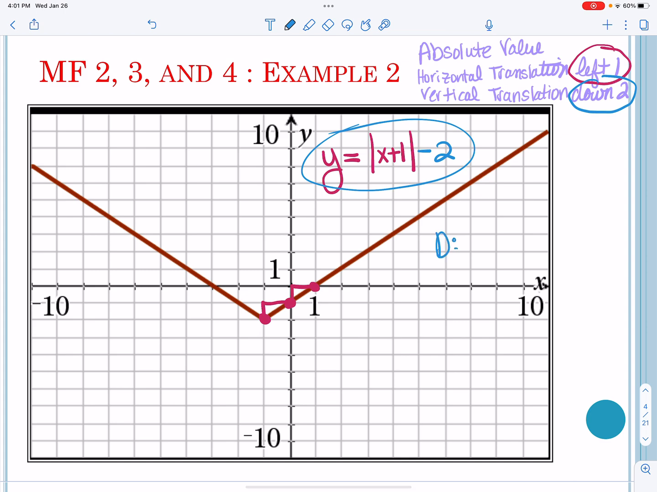What is my domain? Negative infinity to infinity. It's an absolute value. What is my range? You always look at this point right here to find your range. Your negative 1, negative 2, and your y value, the lowest point is a negative 2. So my range is a negative 2 up. So you're going to say to infinity.